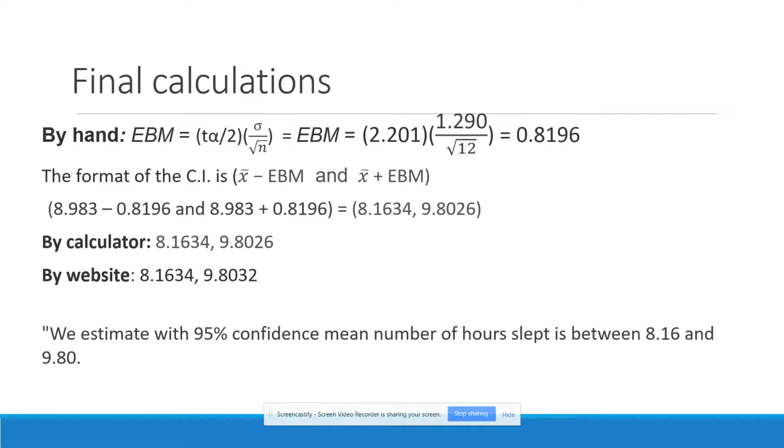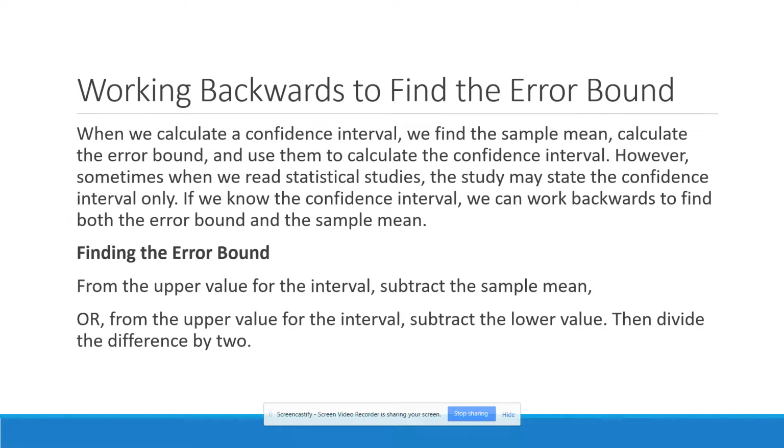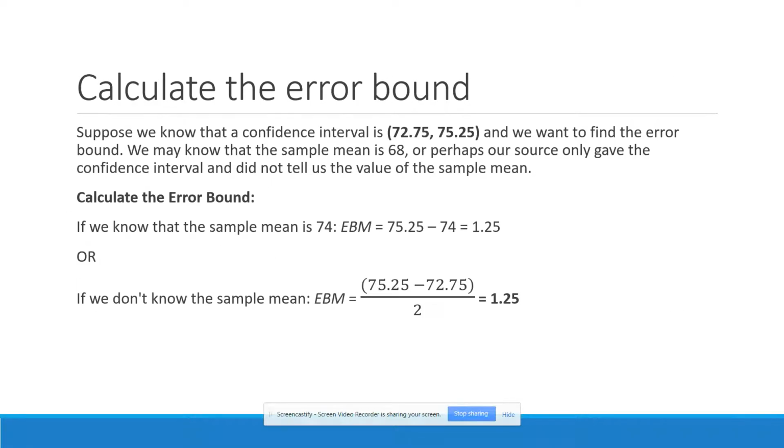Okay, so again, the same thing, you could do it by hand, by calculator, by website. I would either do calculator or website. So let's work backwards again to find the error bound. We did this with the Z interval. So again, to find the error bound, from the upper value of the interval, subtract the sample mean. Or from the upper value of the interval, subtract the lower value, and then divide the difference by 2.